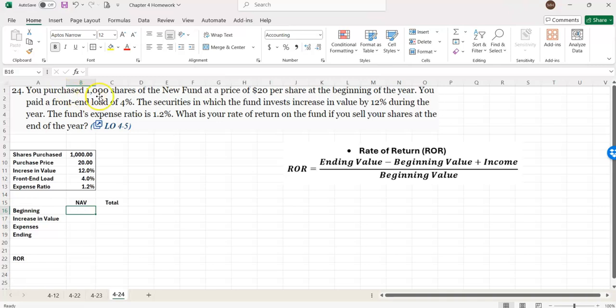So you purchase 1,000 shares of the new fund at a price of $20 per share. At the beginning of the year, you paid a front-end load of 4%. The securities in which the fund invests increase in value by 12% during the year. The fund's expense ratio is 1.2%. What is your rate of return of the fund if you sell your shares at the end of the year?